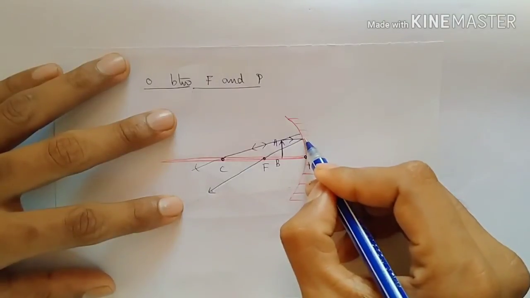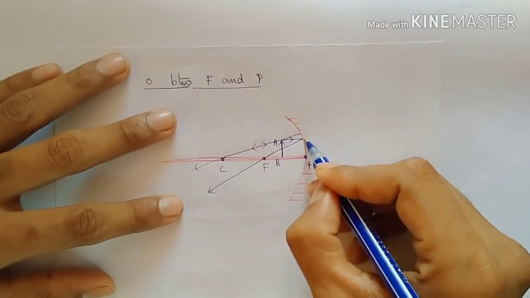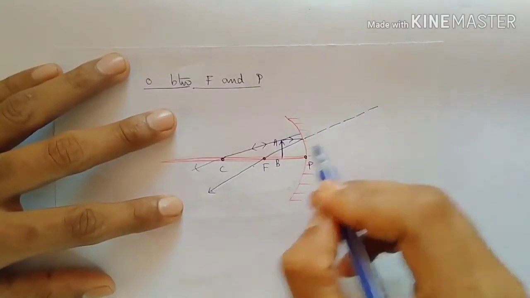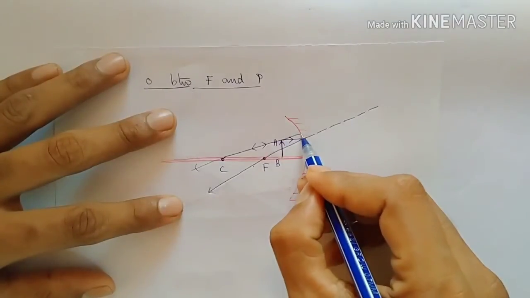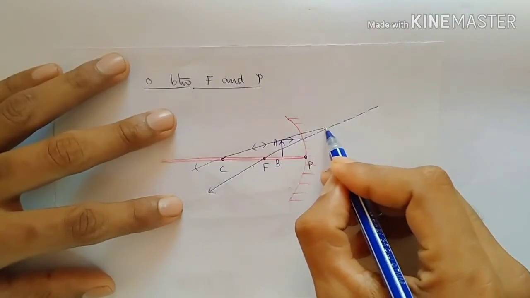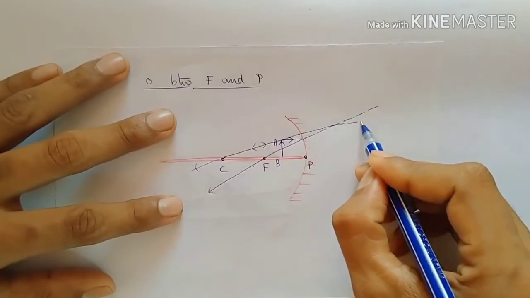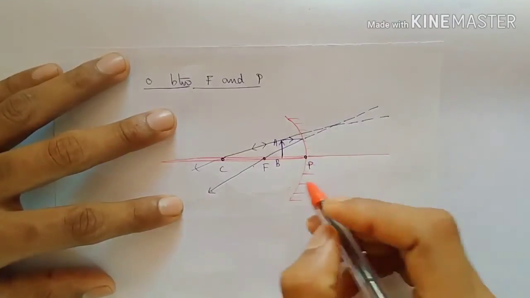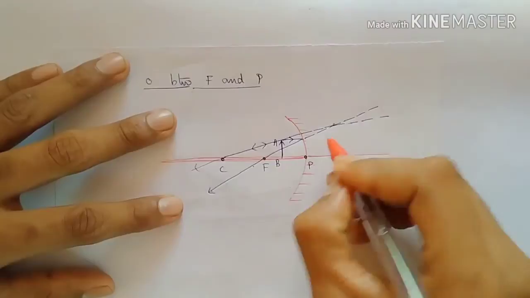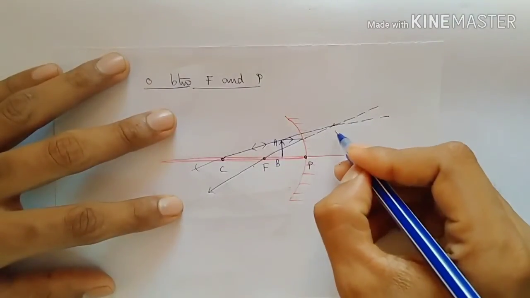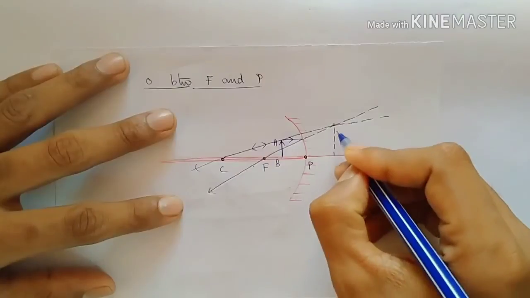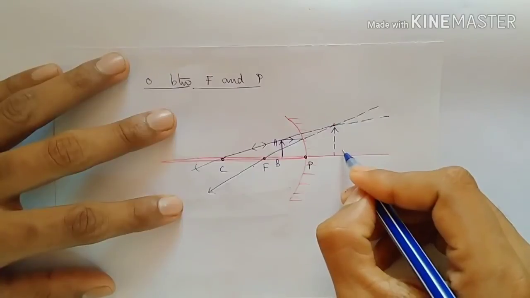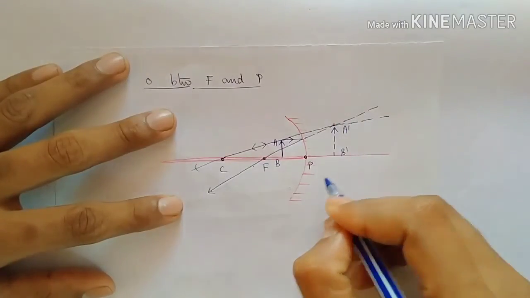Therefore, if I am extending back the two rays, if this ray is extended back, I could draw a dotted line like this. And if this other ray is extended back, I could extend it like this. And if we are extending the principal axis, this is the intersecting point. At this intersecting point we will get an erect image like this, and I will call it A dash, B dash.